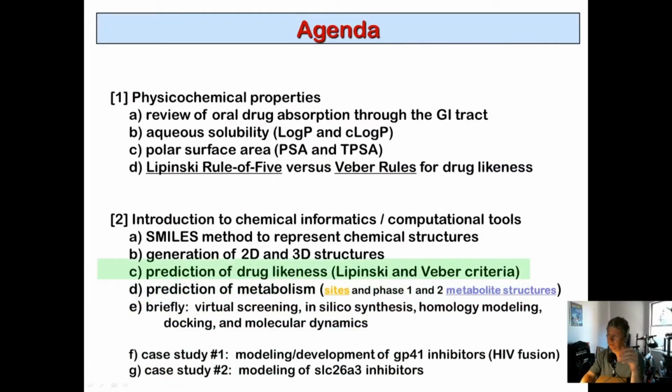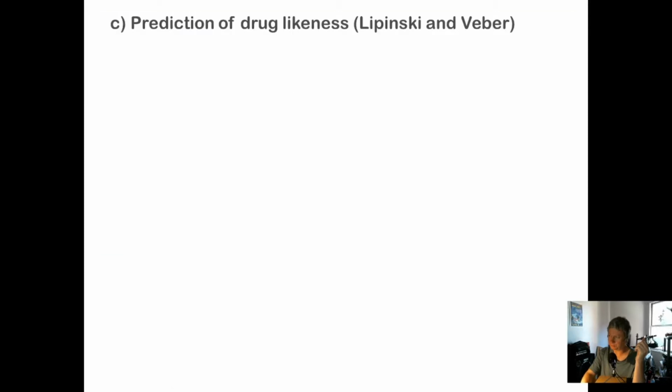Okay, so yeah, prediction of drug likeness, Lipinski and Weber criteria. The next thing we'll do is prediction of metabolism, phase 1 and phase 2 metabolism sites, like where on the molecule, and then the metabolite structures. So that'll review a little bit of what we did before. Hopefully you have not completely forgotten about metabolism. Okay, so Lipinski and Weber criteria. And we're going to use computer programs to rapidly predict these things.